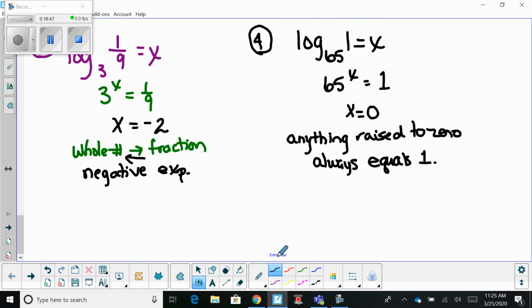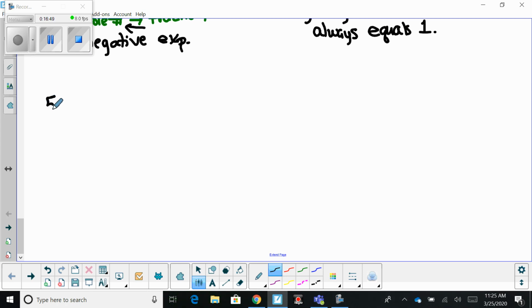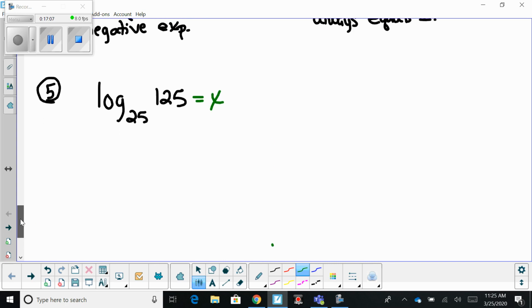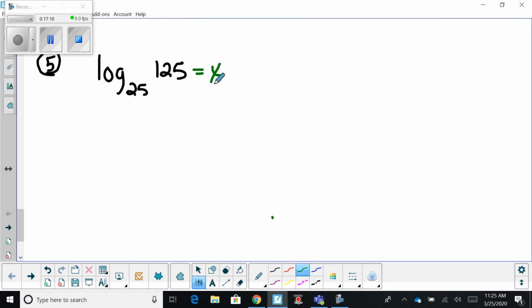Alrighty, one more for our last example, example number 5. We are looking at log base 25 of 125. I'm going to set that equal to x. I'm going to rewrite it from log form into exponential form, and if you need to do your arrows, that's fine. I've got 25 raised to the x equals 125.